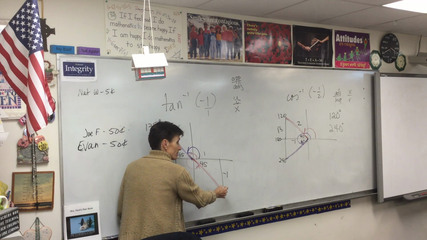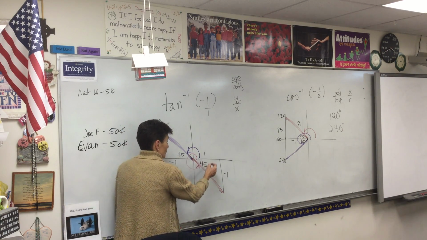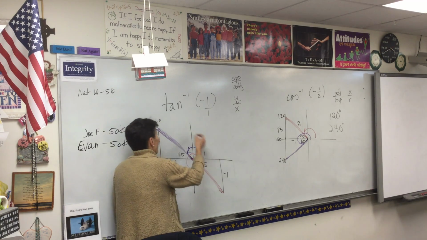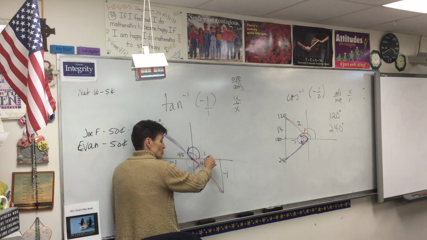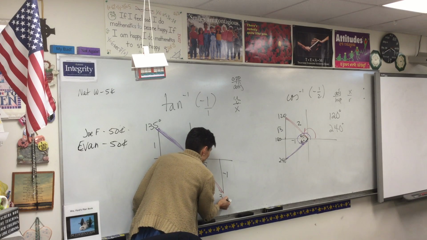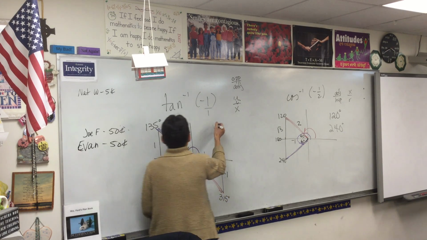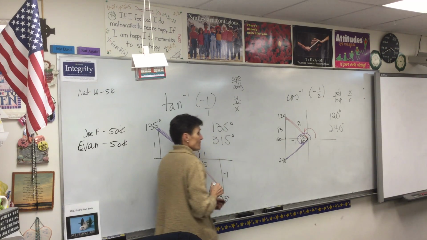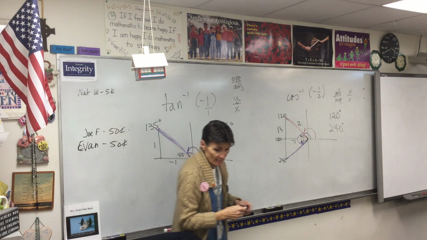And then what's this one? 360 minus 45. All the way around is 360. I'm backing up 45, so this one is 315. So your two answers are 135 and 315.